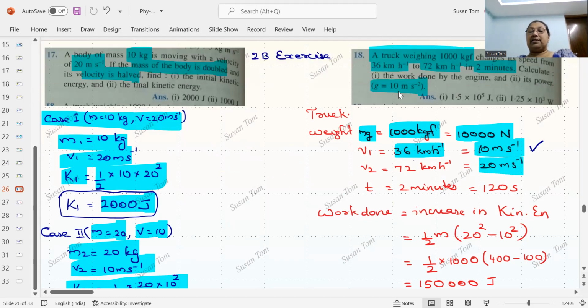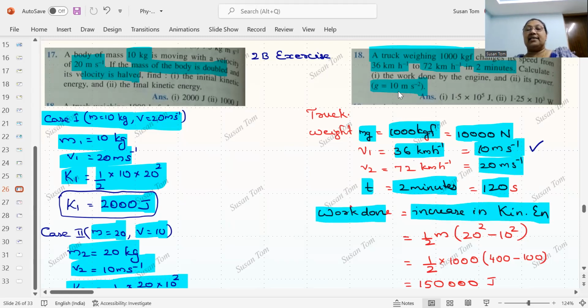This becomes 20 meter per second. Time is 2 minutes, convert into seconds: 2 into 60, 120 seconds. Now work done, but this is the work energy theorem. Work done is equal to increase in kinetic energy. According to the work energy theorem, the work done is equal to the increase in kinetic energy.